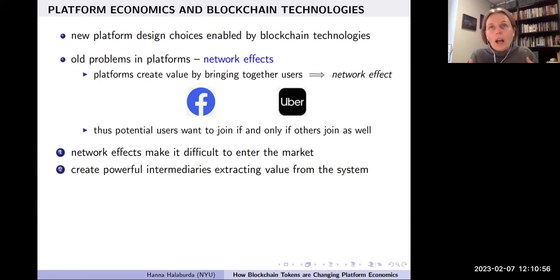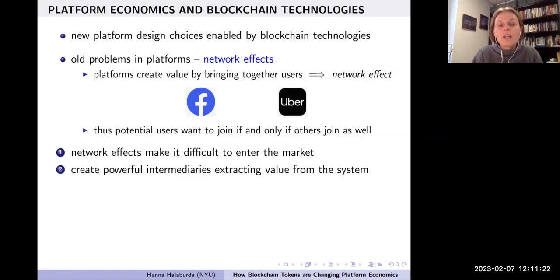But once you succeeded as a platform and you enter the market, and you're a large-scale platform like Uber or Facebook, then in fact the same network effects create barriers to entry for your competitors, and that will allow you to enjoy a huge market power.